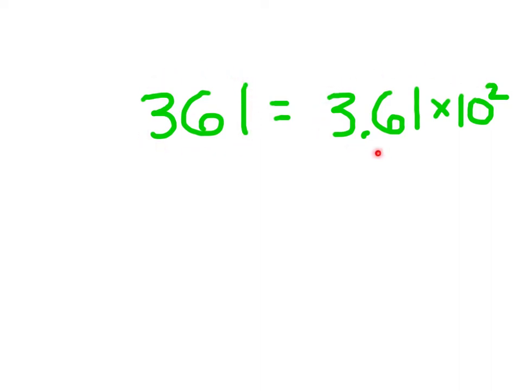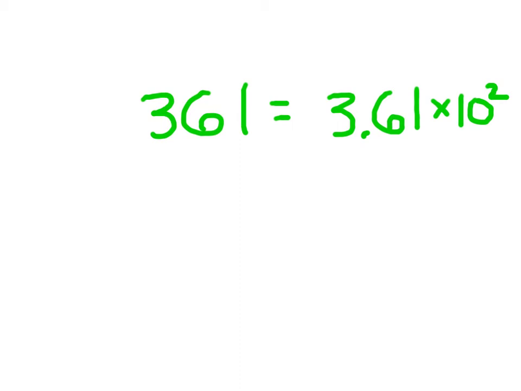To the right here you see what we will call scientific notation, where we write a decimal number where there is only a ones place, followed by the decimal point, followed by however many places that you need, multiplied by a power of 10. So 361 is equal to 3.61 times 10 squared.